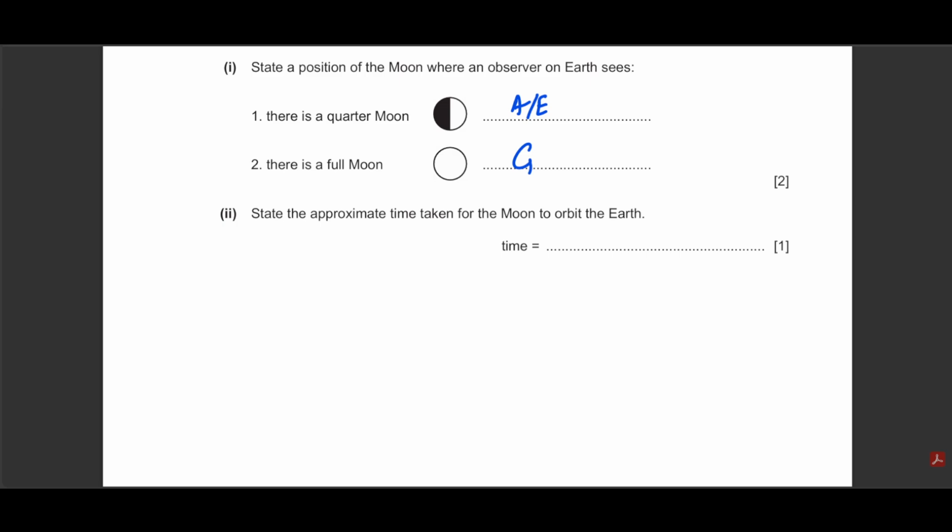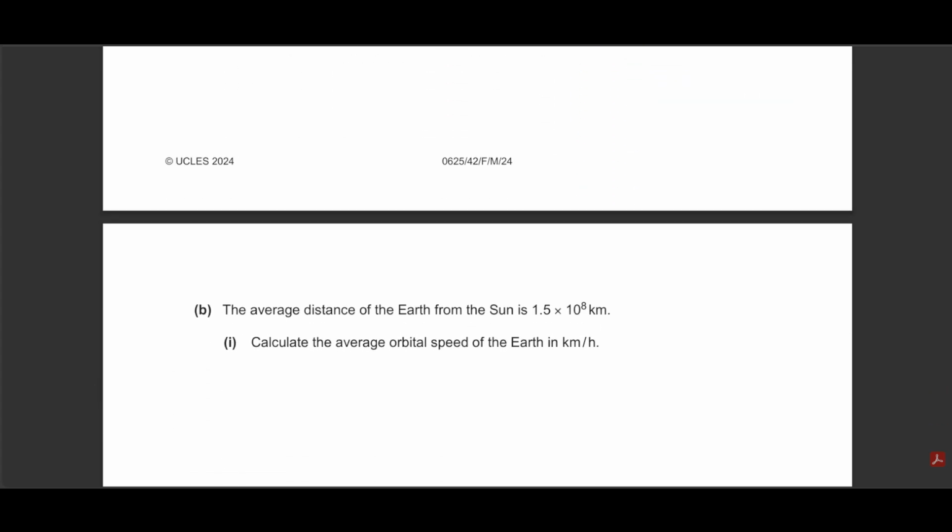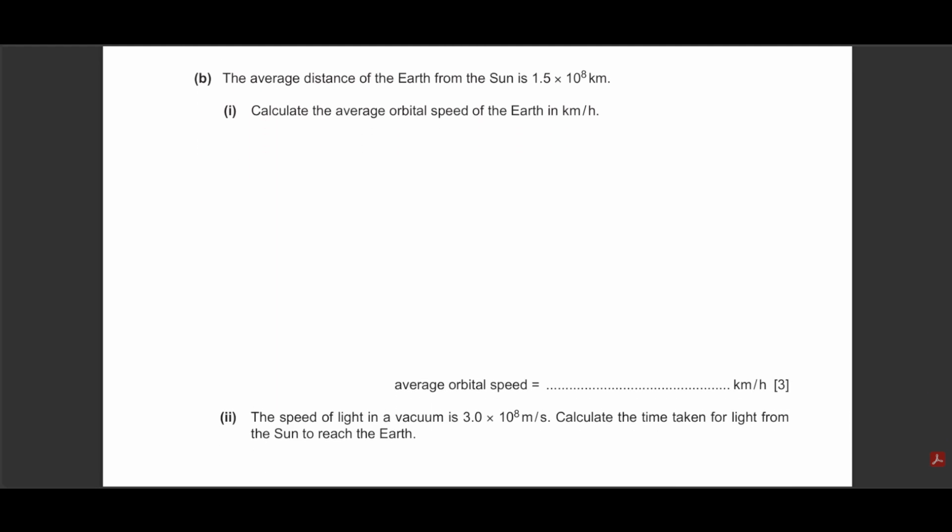So this is again from memory. That is 1 month. But if you want to be really precise, it's actually 27 Earth days. That's how much time the moon takes. The average distance from the sun is this much. Be careful about the kilometers and the kilometers per hour.